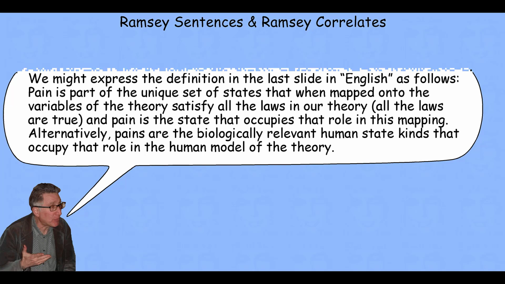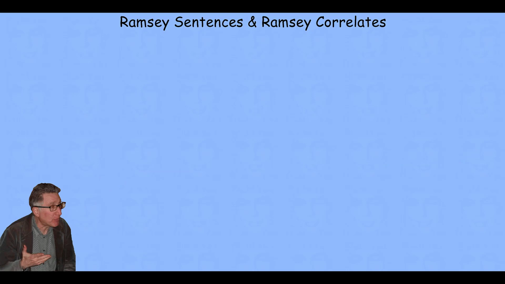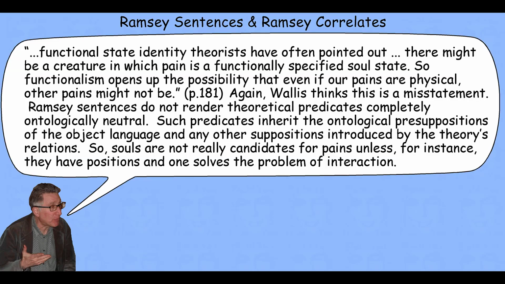So let's consider what I think is a pernicious and pervasive urban legend about functionalism in the philosophical literature. It's expressed on page 181 by Block as follows. Functional state identity theorists have often pointed out there might be a creature in which pain is a functionally specified soul state. So functionalism opens up the possibility that even if our pains are physical, other pains might not be.